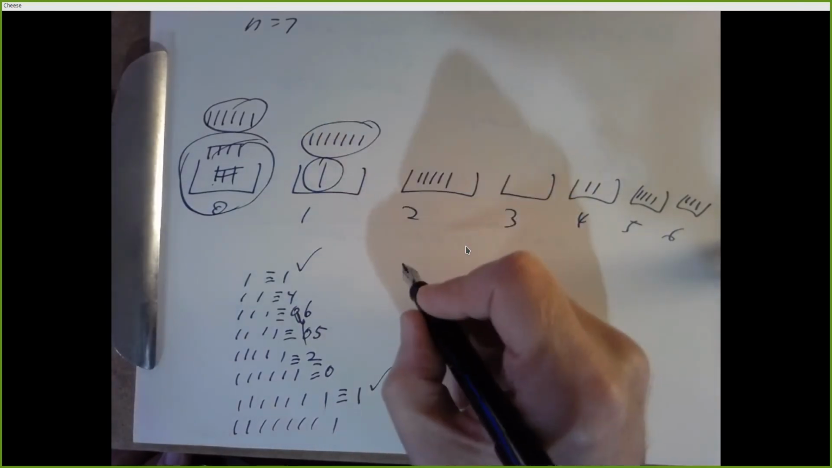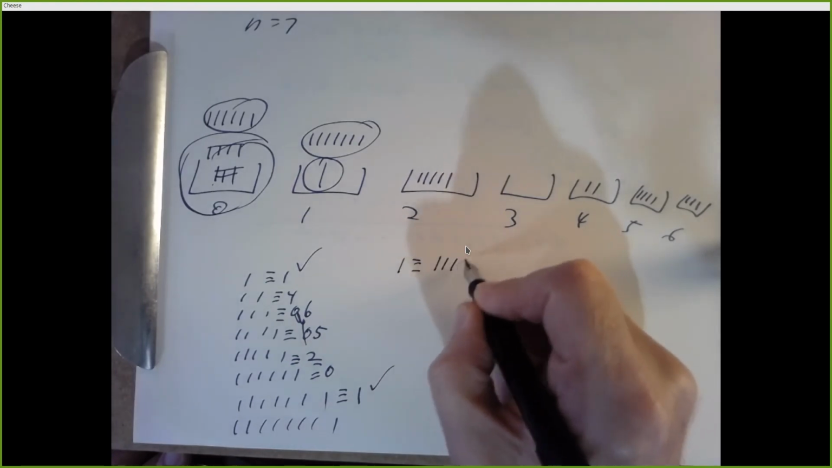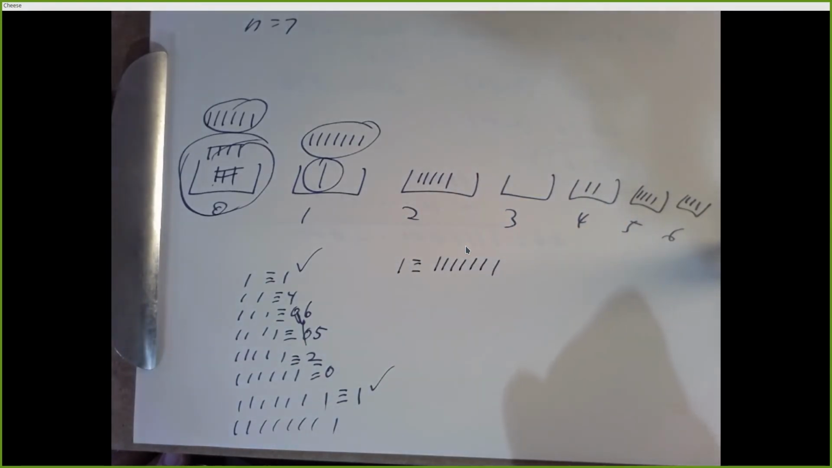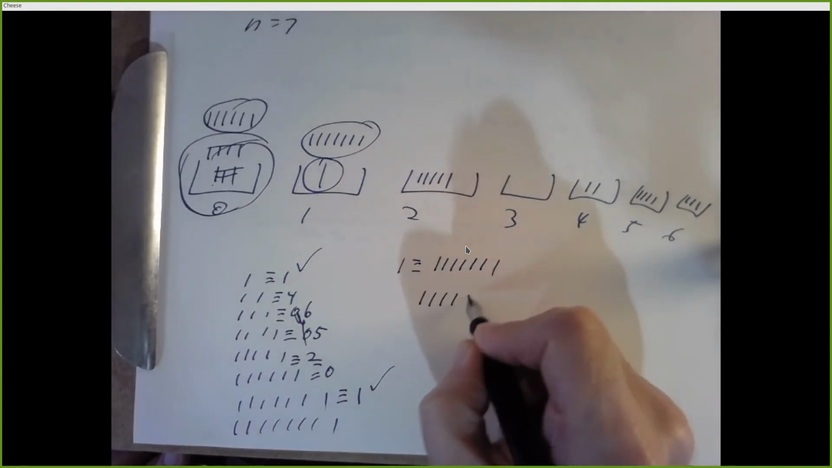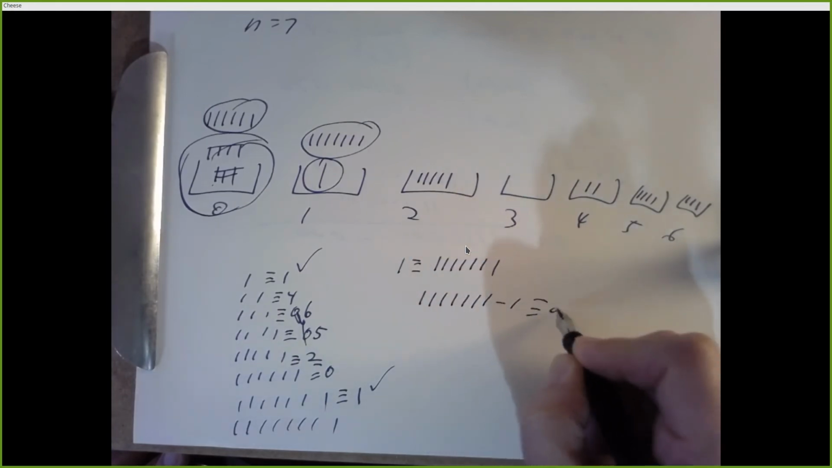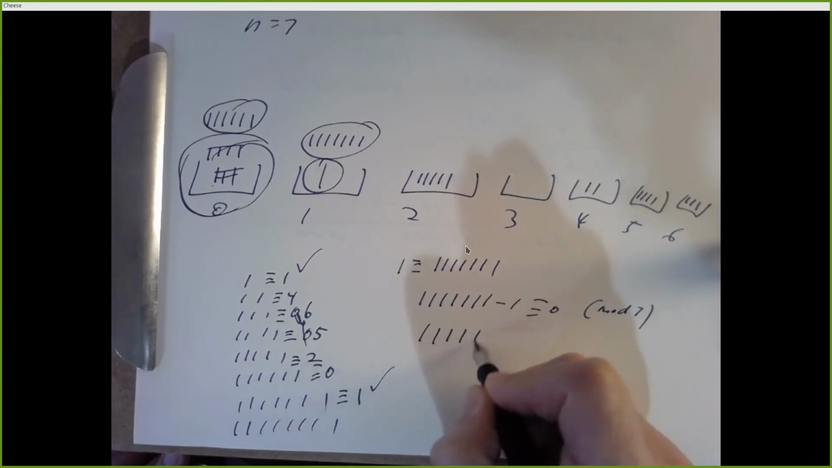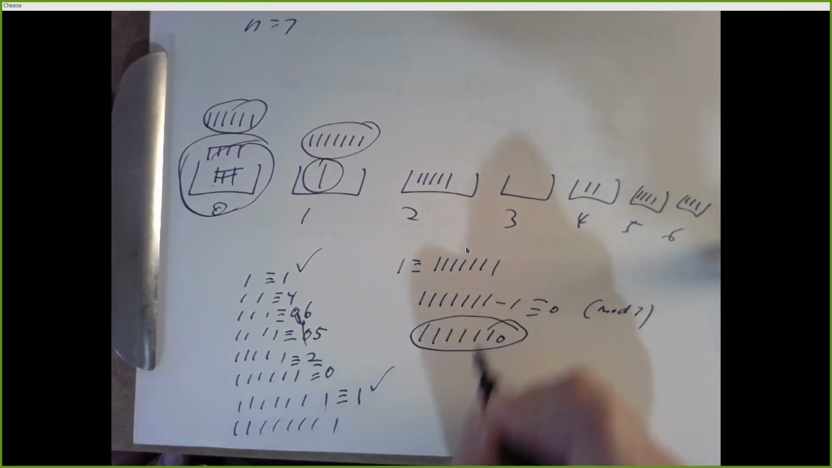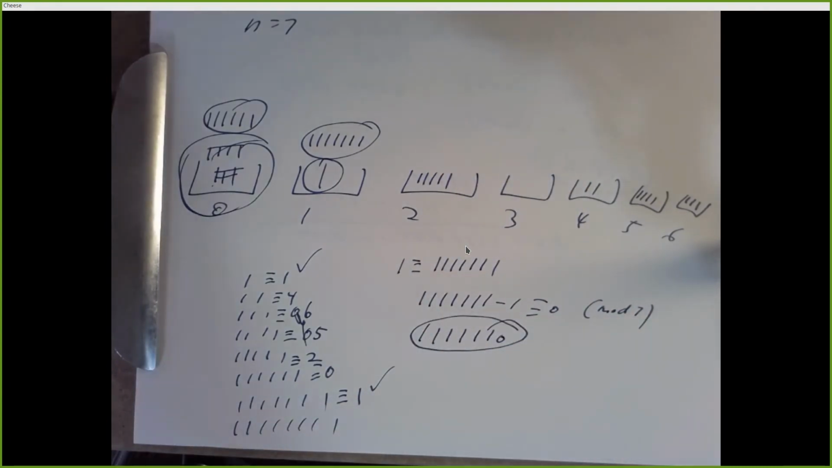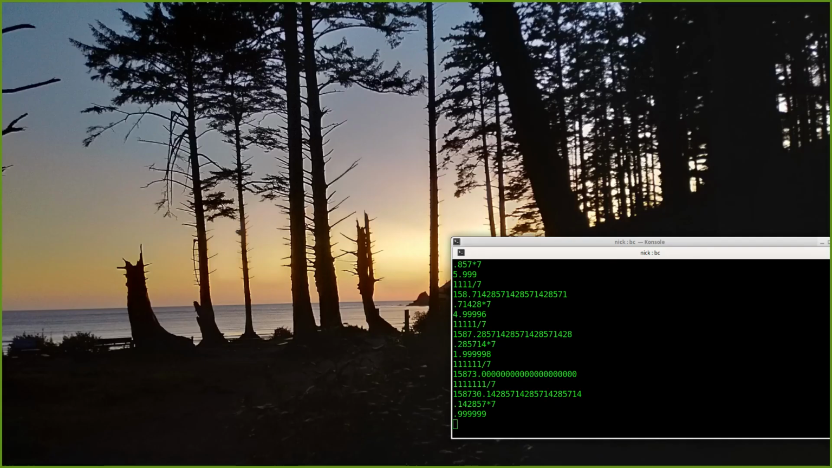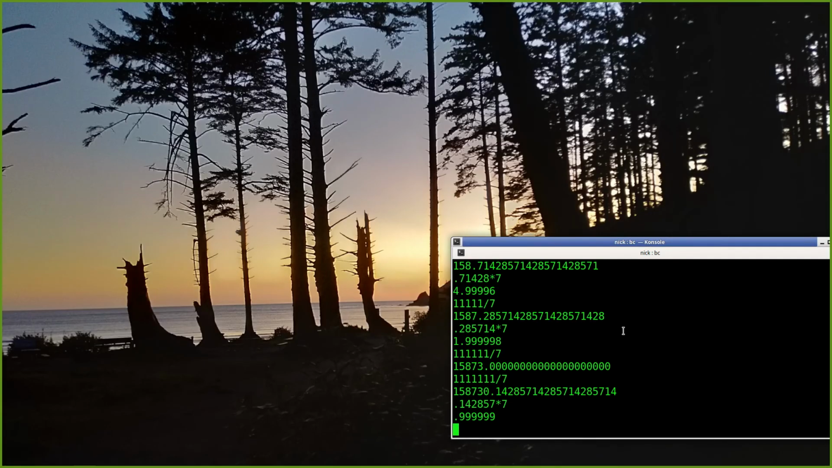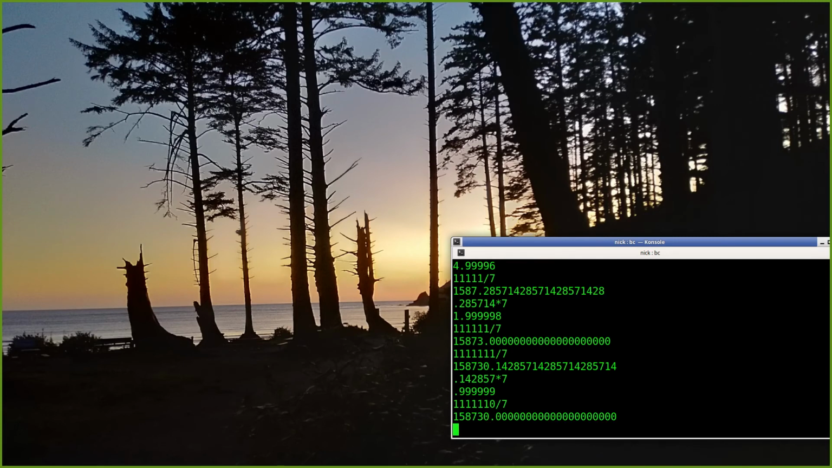Well, so this tells me that 1 is congruent to 7 ones, which means their difference is congruent to 0 mod 7. And their difference looks like that. That's got the required form of containing only 1s and 0s. And if I do 1111110 divided by 7, that's a perfect multiple.